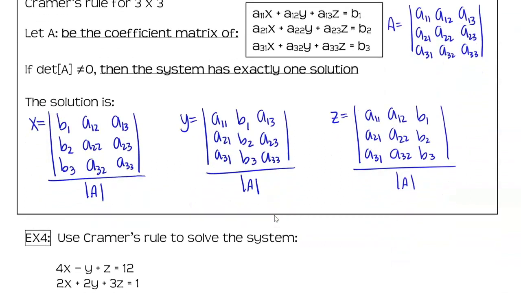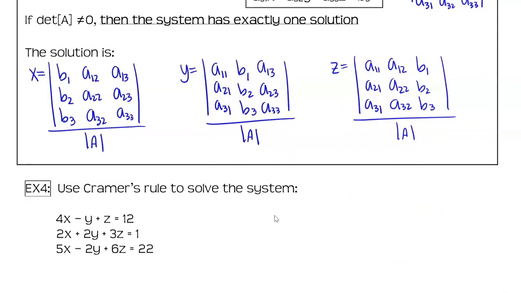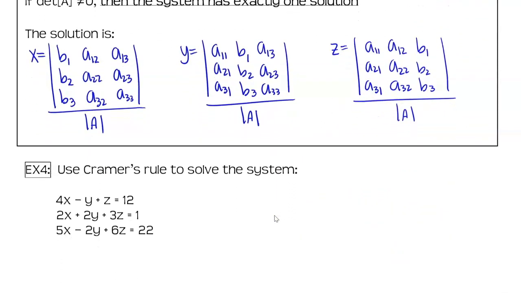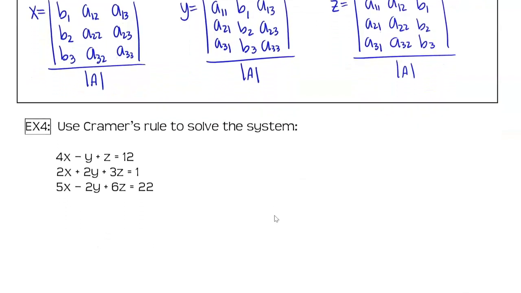Alright, so let's use Cramer's rule to solve the system. I'm going to set up matrix A first. I'm going to go ahead and just write the determinant and find it. I'm going to find the determinant using expansion. So I'm going to pick a row or a column. I don't have any zeros, but this row has 1's, which I like.